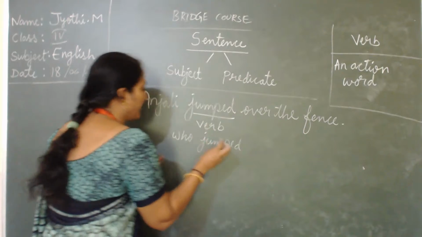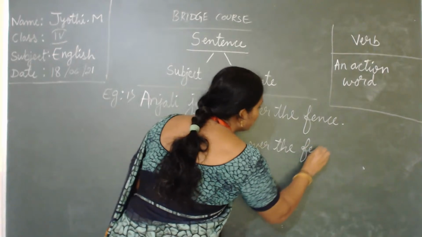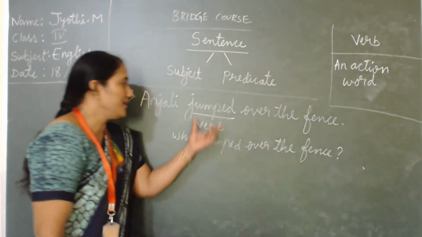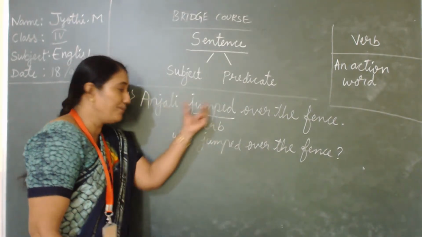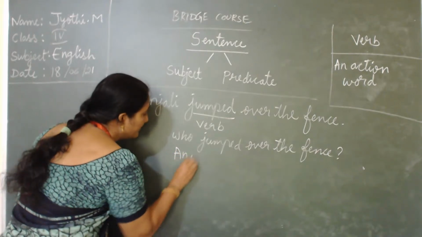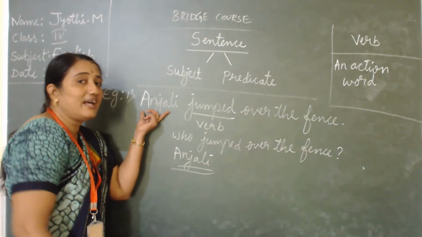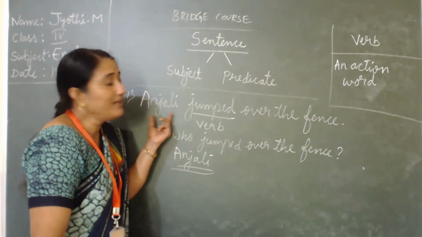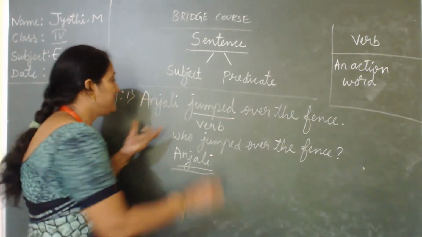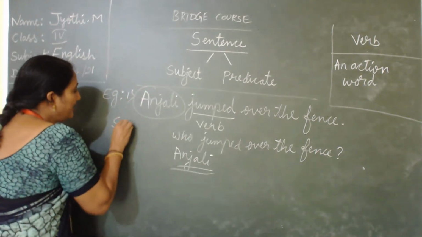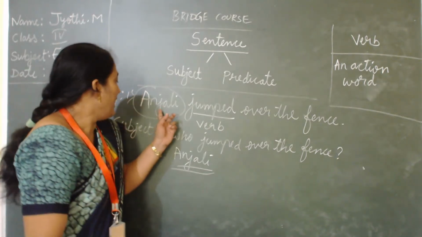See, you have to ask the question here: who jumped over the fence? This is your question now. Jumped over the fence. Now, who jumped? You know, Anjali jumped. So here, Anjali is the person who is performing this action. Now Anjali is jumping, so this is the subject. Anjali is the subject in this sentence.